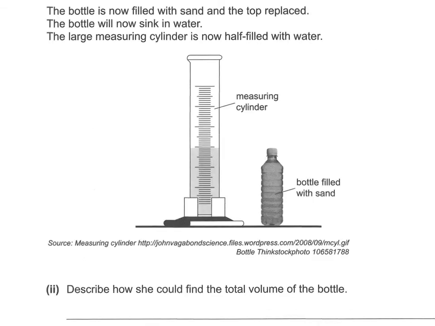The bottle is now filled with sand and the top is replaced. The bottle will now sink in the water. The large measuring cylinder is now half filled with water. Describe how she could find the total volume of the bottle. Well, this is the displacement method, so you're going to be lowering this bottle in, and once you lower the bottle in, then it should be possible to find the change in the readings here. So you have the reading you've got now, the reading you get after you lower the bottle in, and the difference between these two readings is the volume of the bottle.